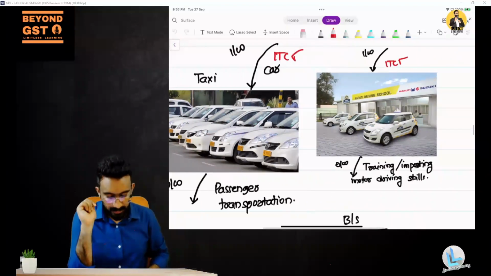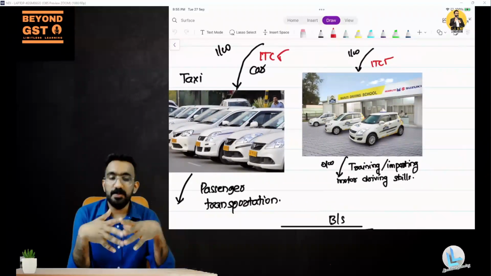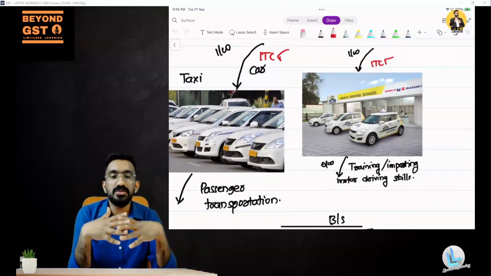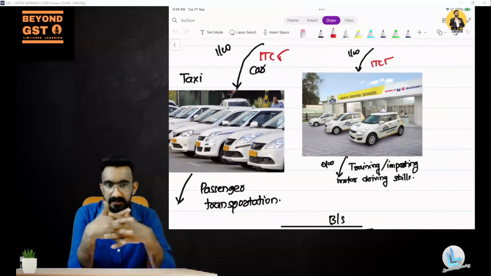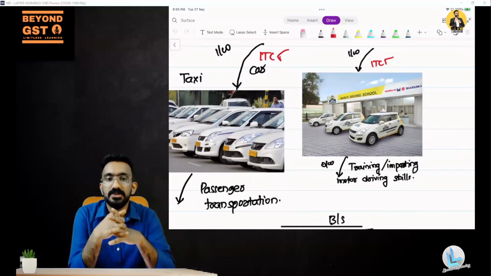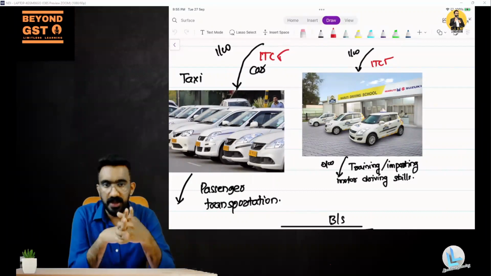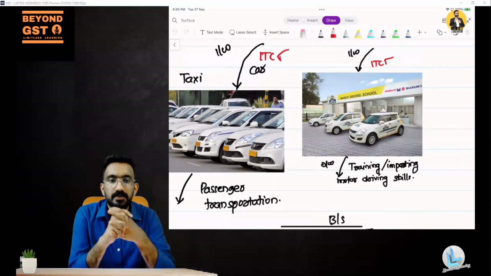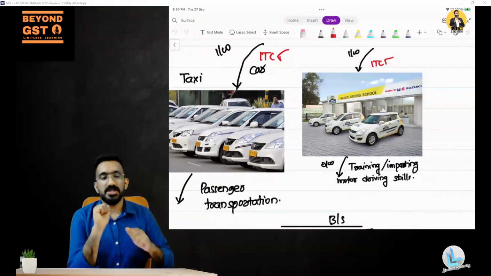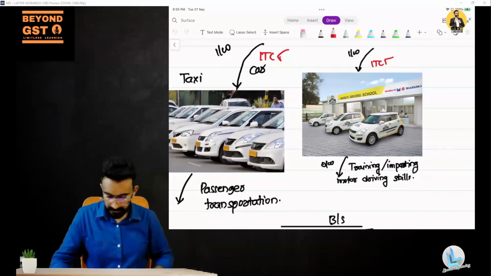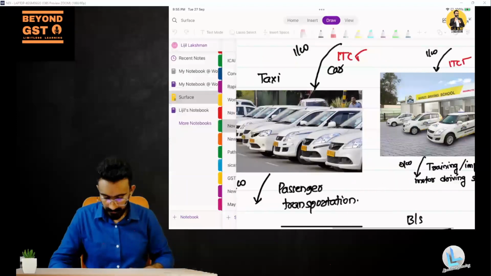Then I'm Maruti driving school. I purchase 10 Swift cars to train people or impart motor driving skill. Okay. So can I take the credit of that? The answer is yes. So if I make an inward supply for training people on motor driving, so a driving school purchases a motor vehicle, they can take the credit. This is the first one.